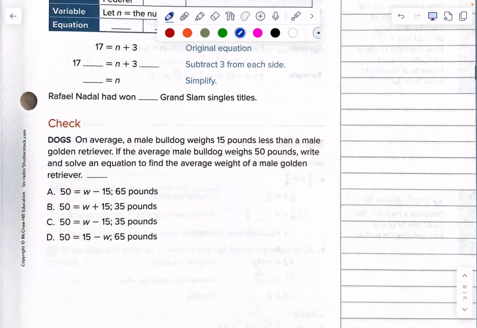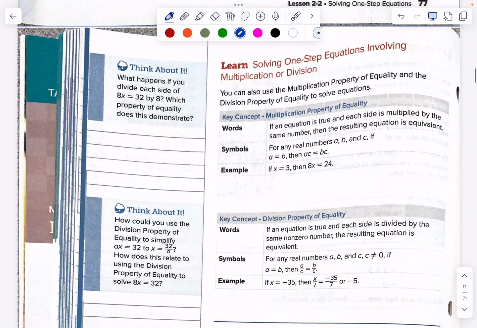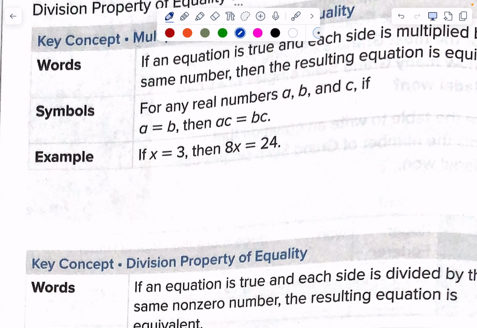Wow. Okay, we got to do multiplication and division. So one more. Go to the next page, and we have the multiplication property of equality. Let me give you an example. We'll use their example. 8x equals, no, wrong. Let's do this. Let's say x over 2 equals 6.